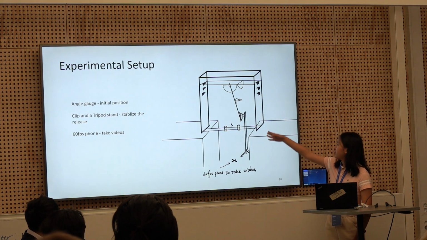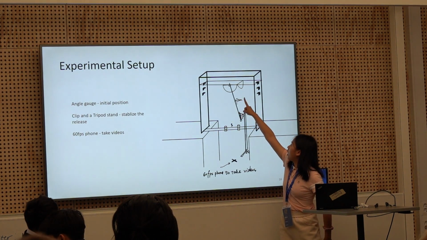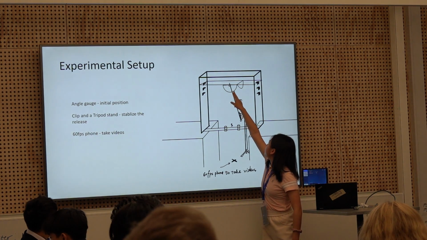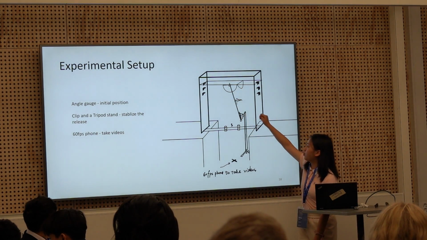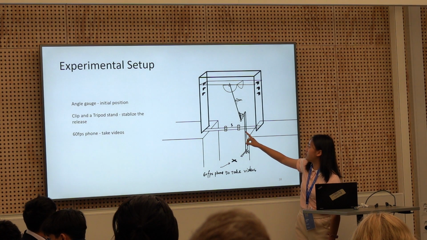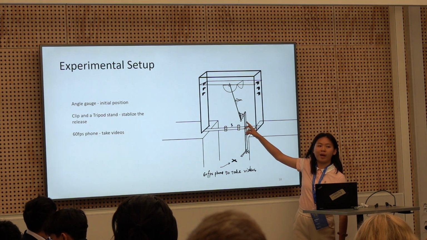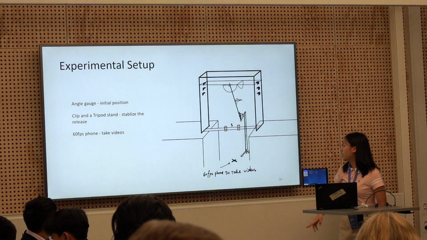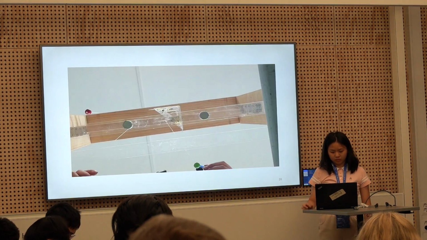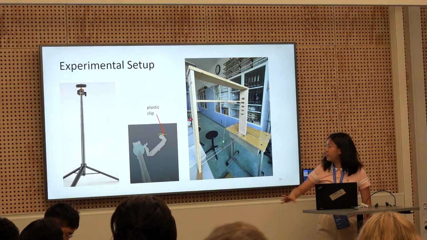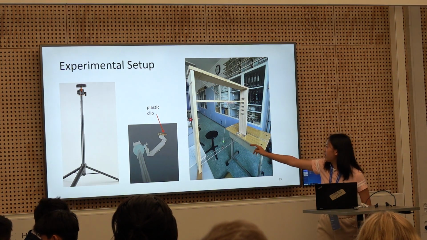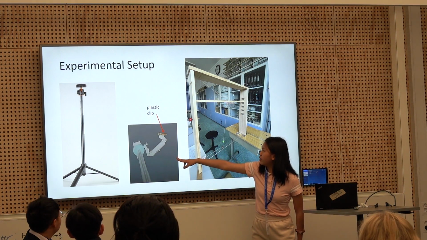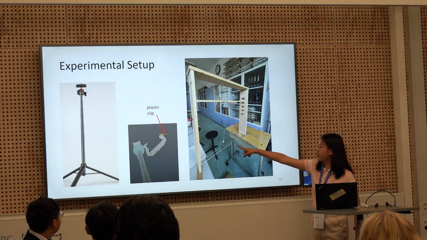We made a wood stand which could hold the pendulum, and we used two angle gauges here for the initial position. We used a clip and a tripod to stabilize the release of the moving magnets, and we used a 60 frames per second phone to take videos. That's the real experimental setup, and as you can see, we fixed a plastic clip on the tripod to release the moving magnets.